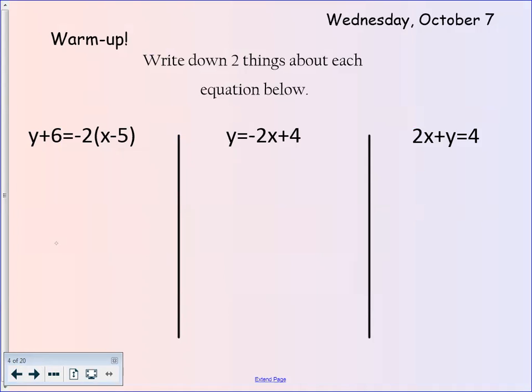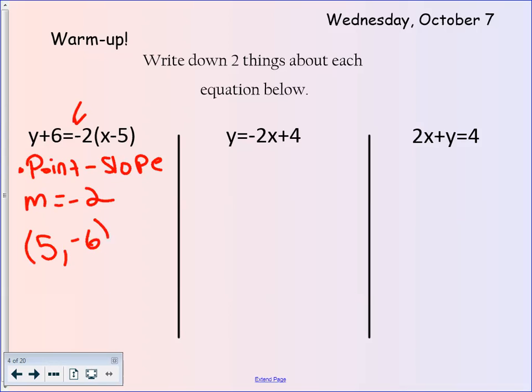All right, so some of the things that I notice about this first one is that it's in point slope, which means I can identify my slope is -2. I can also see a coordinate that's on my line is (5, -6). And that's just some of the things I can find from that equation.